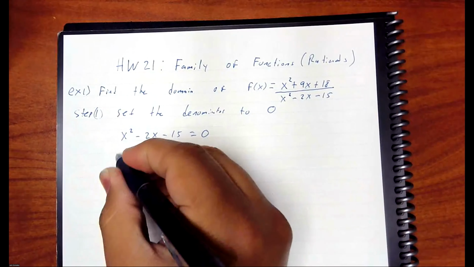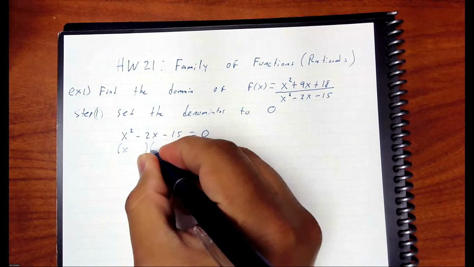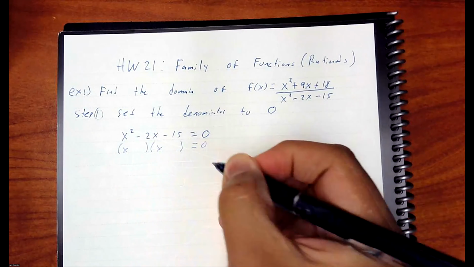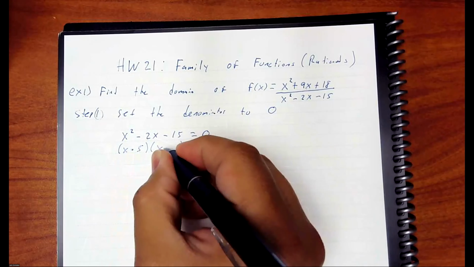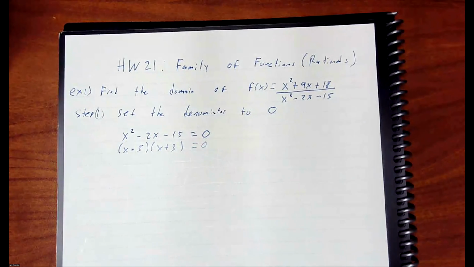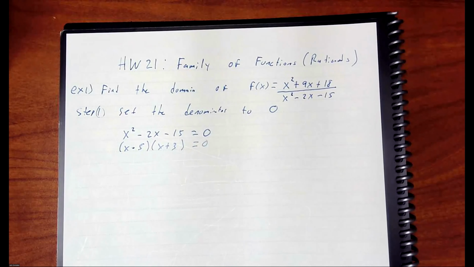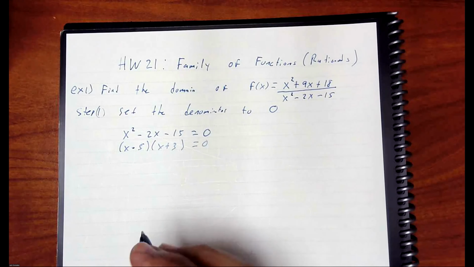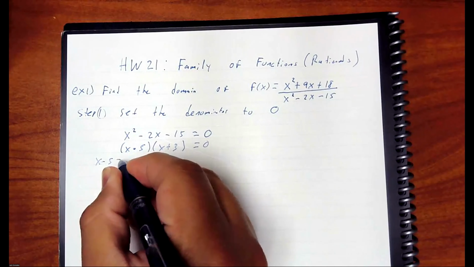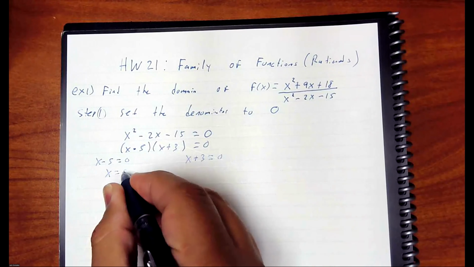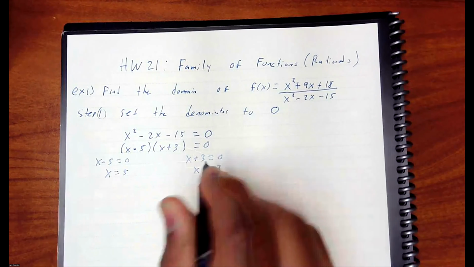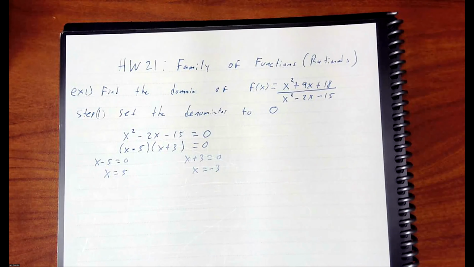Okay. Looks like it's gonna come out nice, right? -5 plus 3. Yeah. Okay, so that means set this guy equal to 0, set this guy equal to 0. So those are the two issues, or two problem areas.